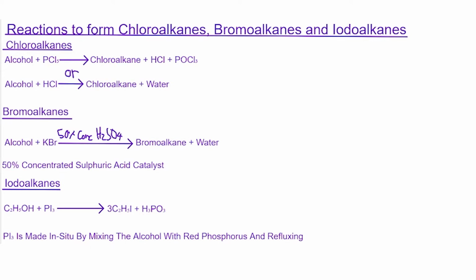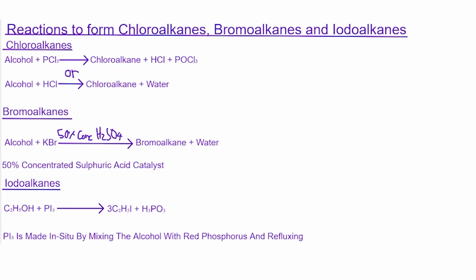Now, if you want to make an iodoalkane, you need a compound called phosphorus triiodide, except if you carried this reaction out as an experiment, you would make this in situ. This means that you would form phosphorus triiodide in the reaction mixture itself, which you would do by refluxing the alcohol with red phosphorus and iodine. I'll explain what refluxing means later, and here's the equation for an example reaction.